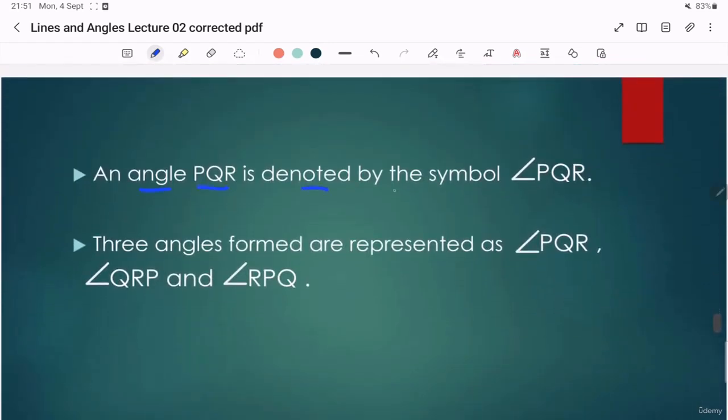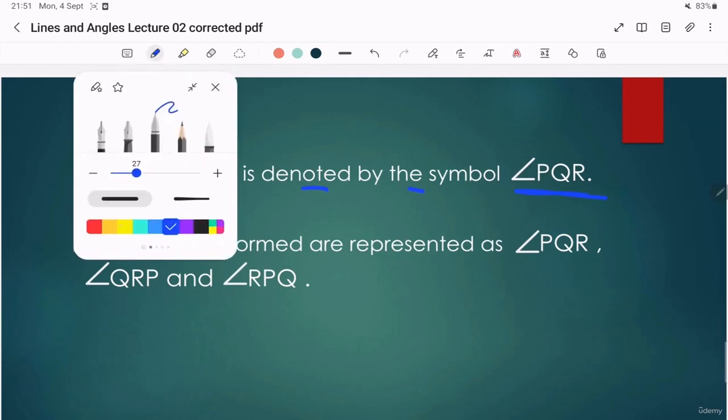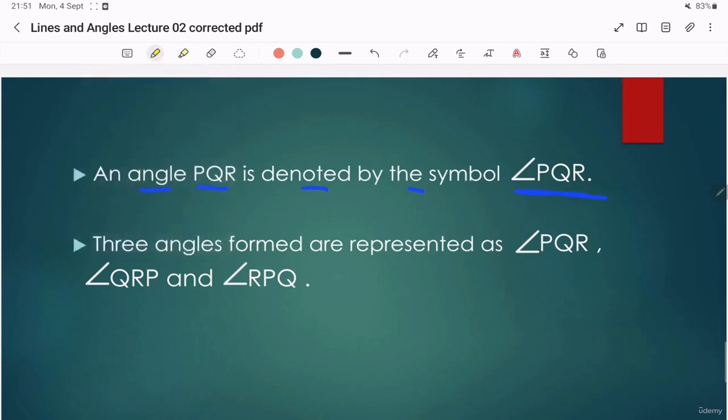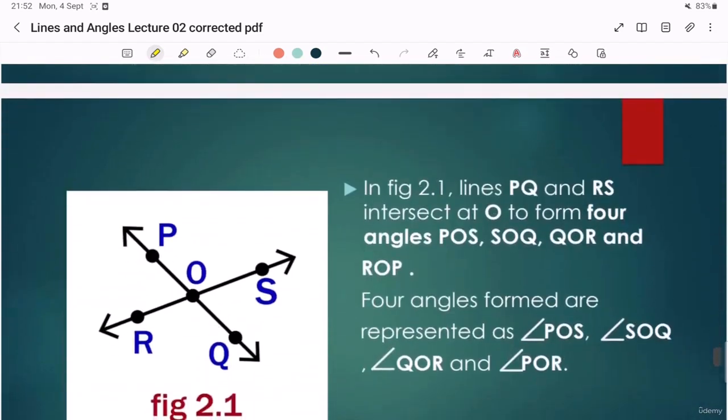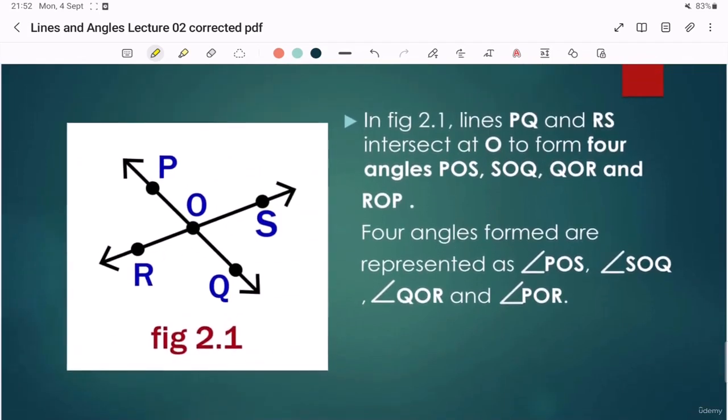An angle PQR is denoted by a symbol like this. We can write angle PQR, or symbolically we can write angle PQR. This symbol is used for angle. When lines intersect or meet, they also form angles.